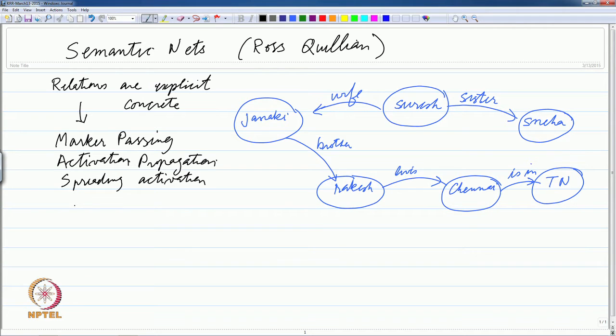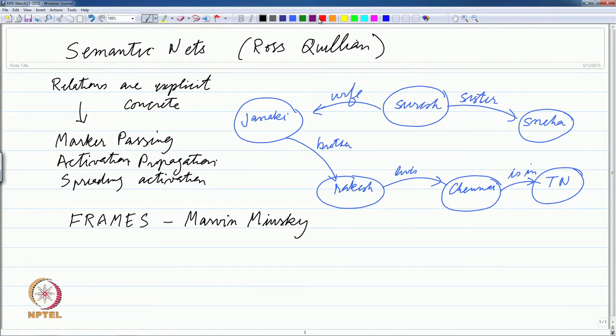A related idea, which is what we will pursue in the next couple of classes, is the idea of frames, and this is due to Marvin Minsky, who you must have heard of. He is one of the founding people in AI. He founded the AI lab in MIT, for example. And you can read up what we are going to discuss in chapter 8 of Brachman and Levesque.